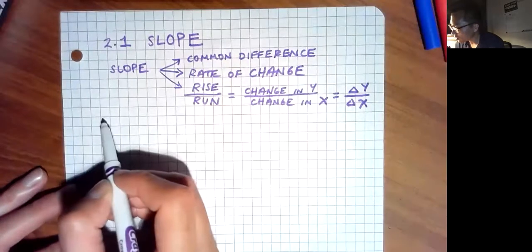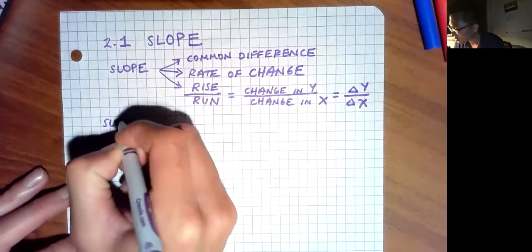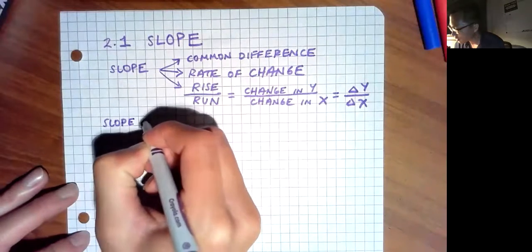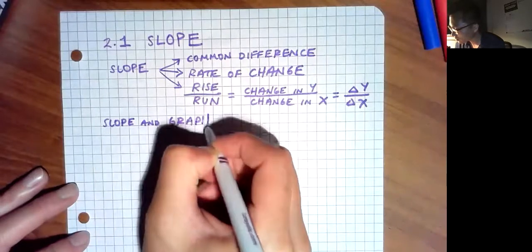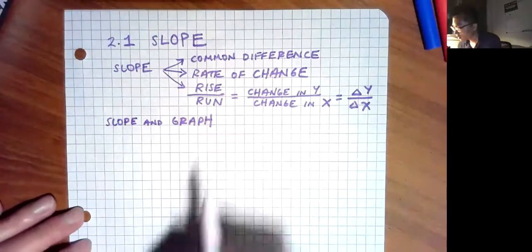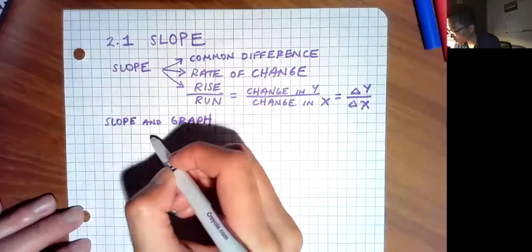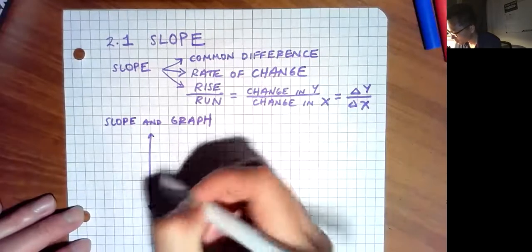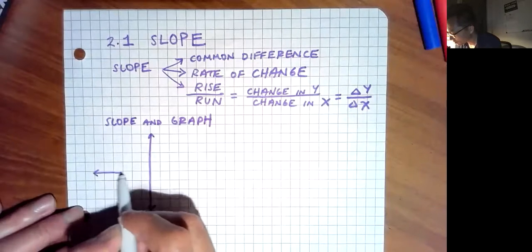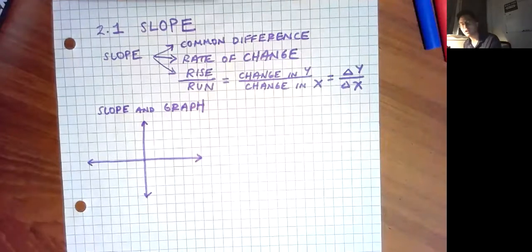Sometimes you can tell the slope from a graph. So let's title this slope and graph. And let's draw out an XY coordinate graph. It's best to use graph paper if you have it. If you don't have graph paper, just draw this as neatly as you can.